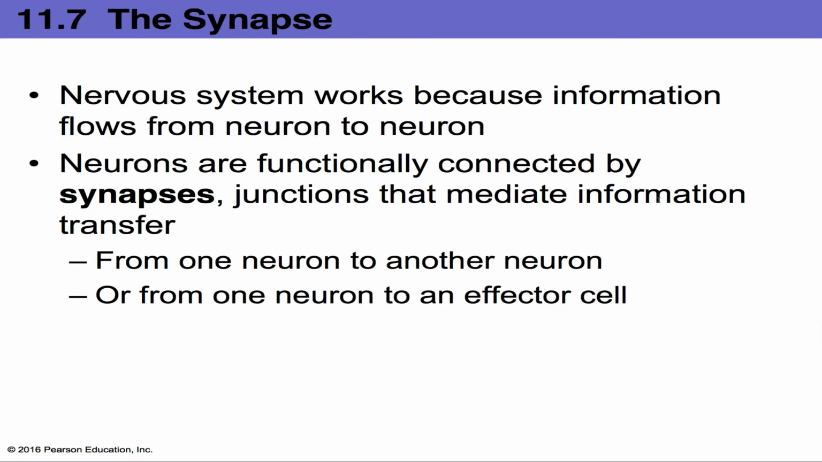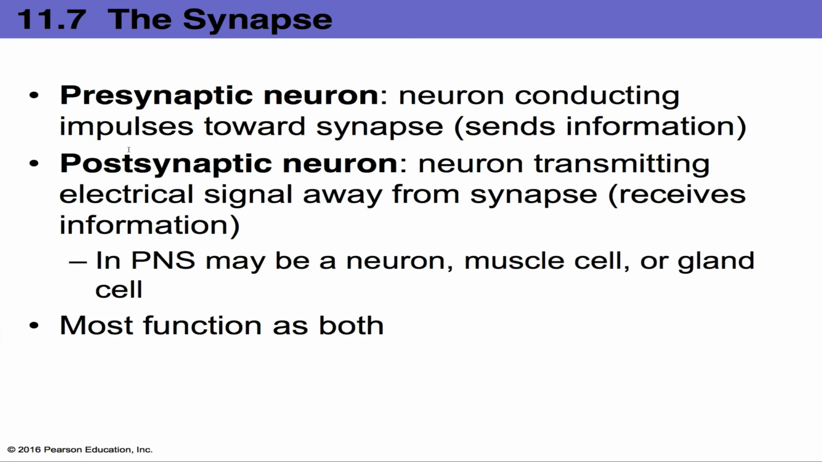The nervous system's ability to function properly is dependent upon the flow of information from neuron to neuron. And it's at the synapse, which is a junction that mediates the information transfer from one neuron to another neuron or from a neuron to an effector cell.